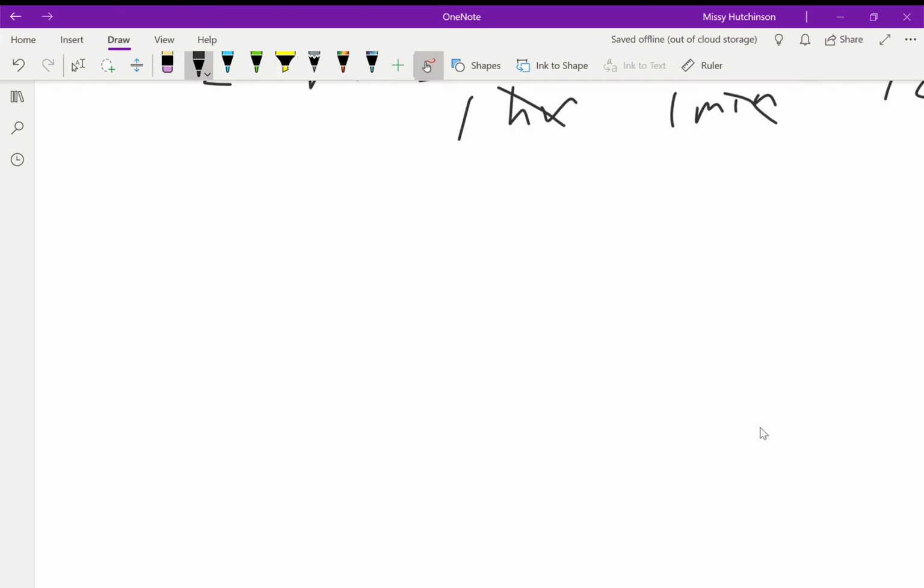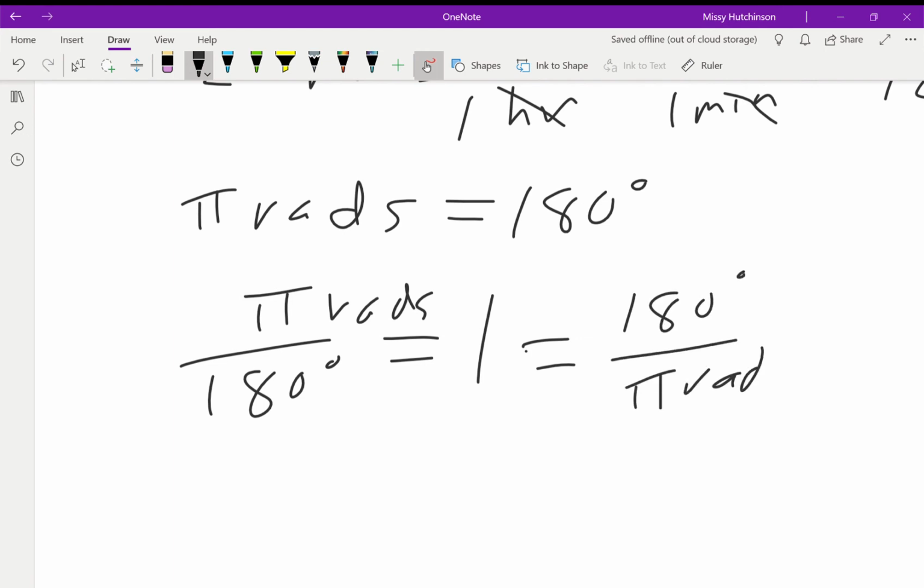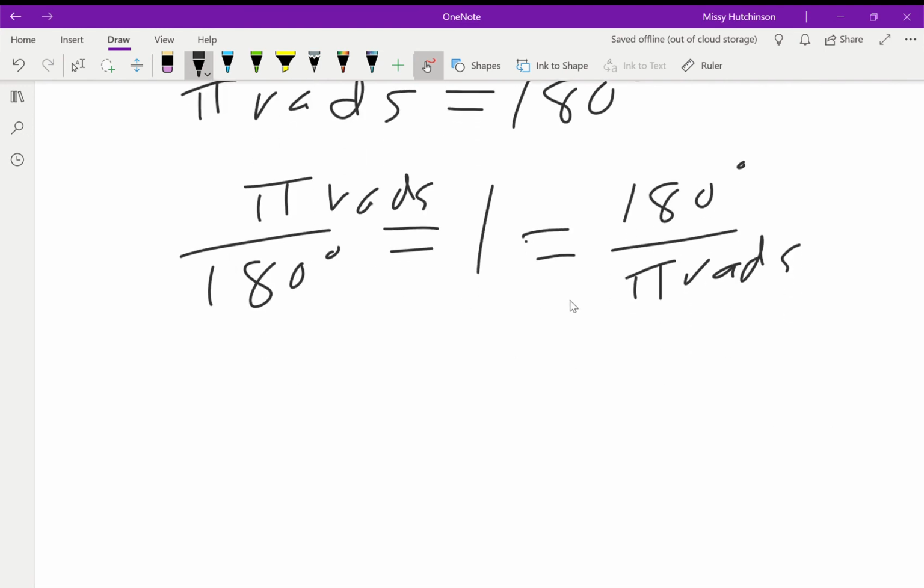So if we take something like degrees and radians, we know that pi radians is equal to 180 degrees. So if I put that as a ratio, pi over 180, that has to be equal to 1, pi being the rads, the radians, and that has to be equal to 180 over pi radians. All of those things are equal to 1. So if I start with, take 30 degrees, well, I started with degrees. I want to get to radians. My goal is to have the rads.